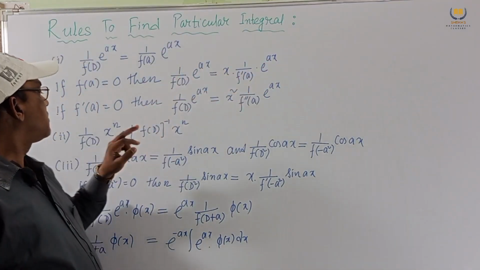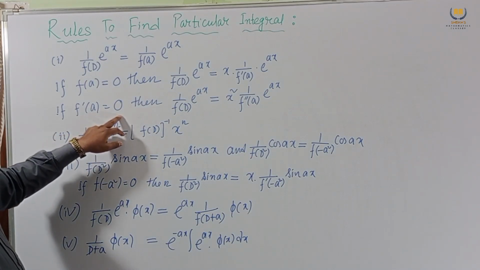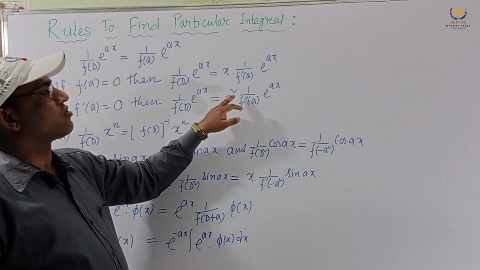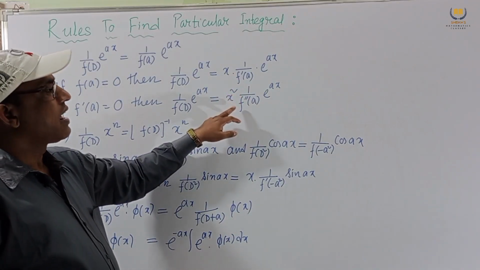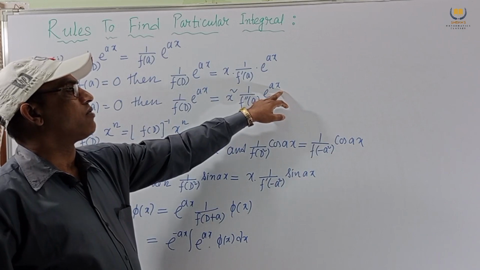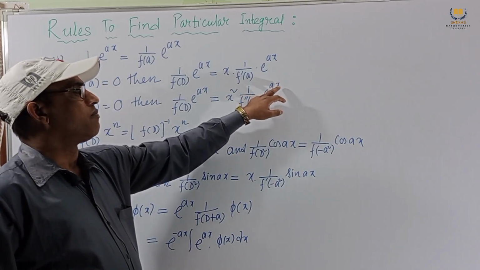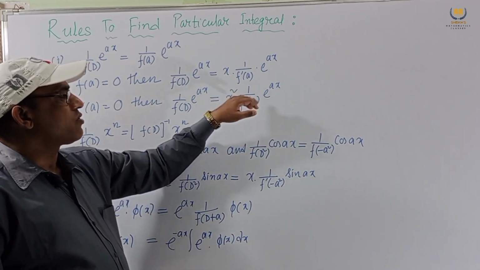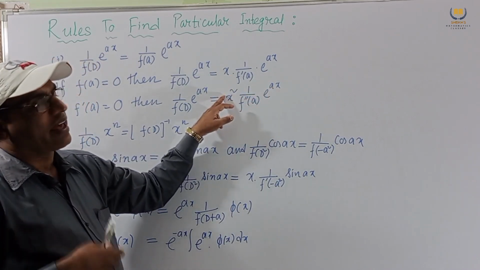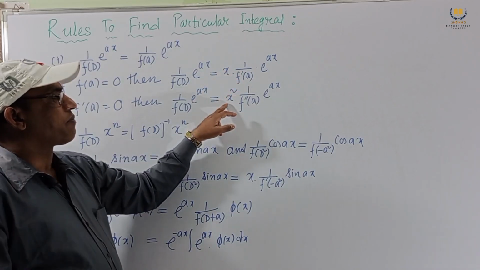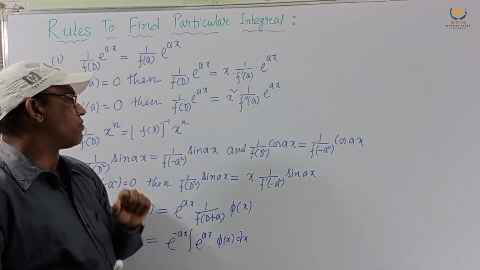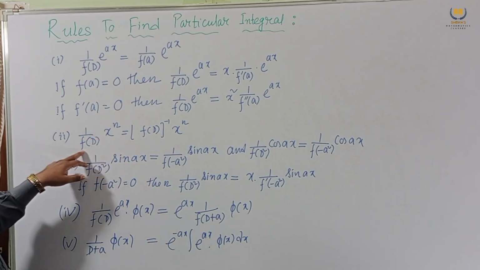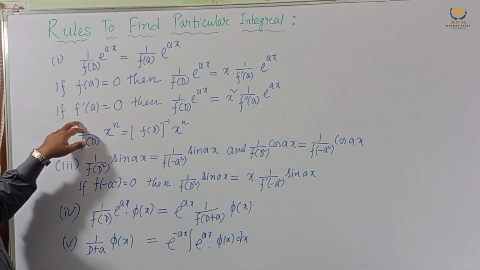Again, if f dash a equals 0, then again we differentiate, and x into x, that is x square, goes in the numerator, and we differentiate a second time and put the value of the coefficient of x. If the second derivative is 0, we put a again and multiply by another x in the numerator. This is the rule.